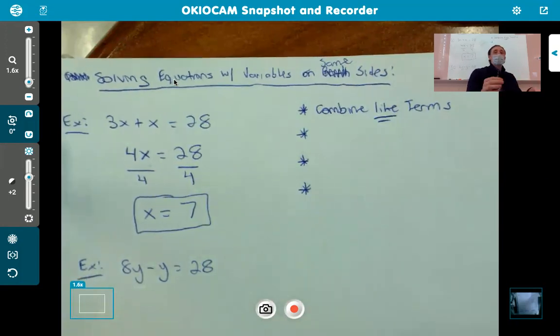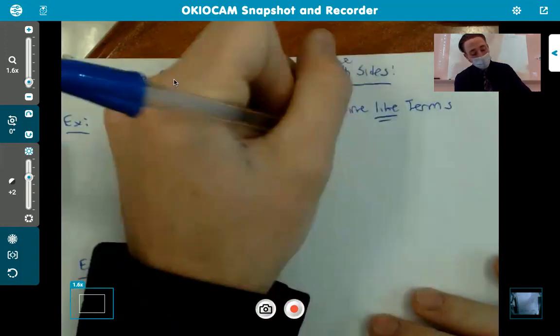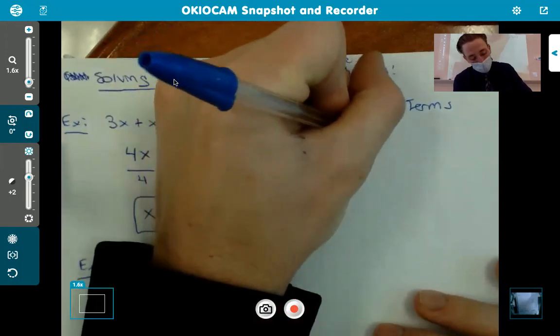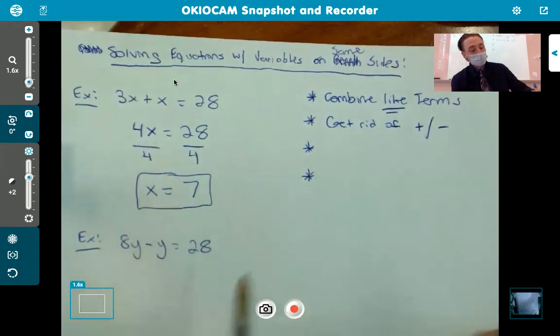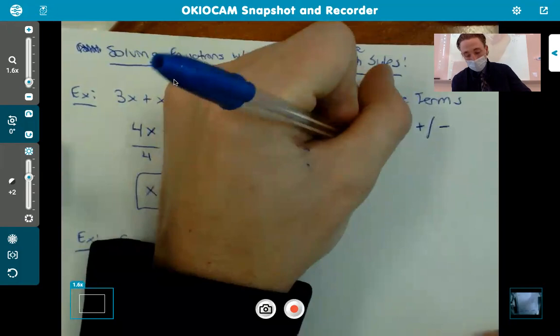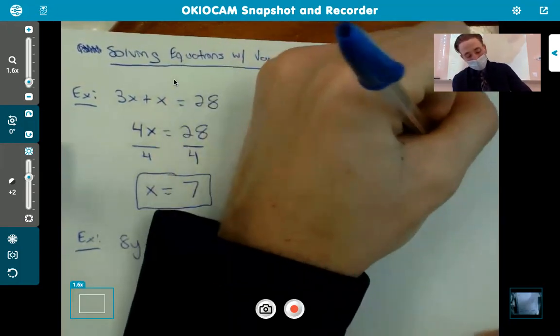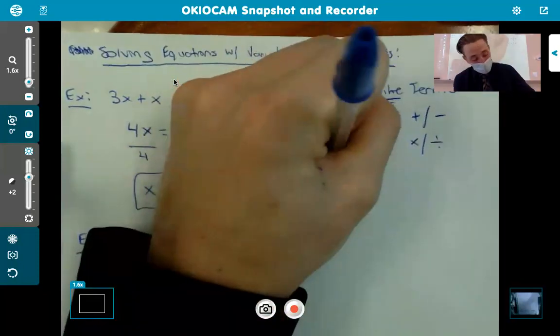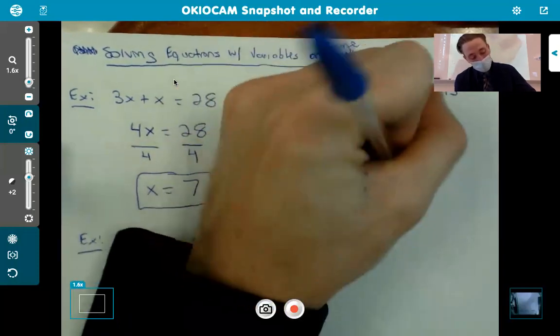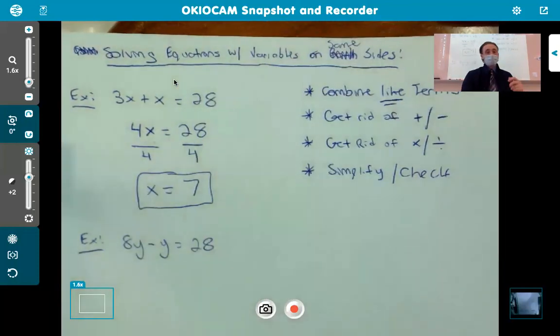Maybe not today, or maybe not in your assignment, but moving forward, we still want to get rid of any addition or subtraction. And the third step, when we divide it by 4, we get rid of any multiplication or division, right? Those steps are always going to follow each other to get that variable by itself, right? Essentially, that's our plan when we do those 2 steps. The last step is to simplify and check your answer. So just like before, that's always going to be your last step. Simplify and check.